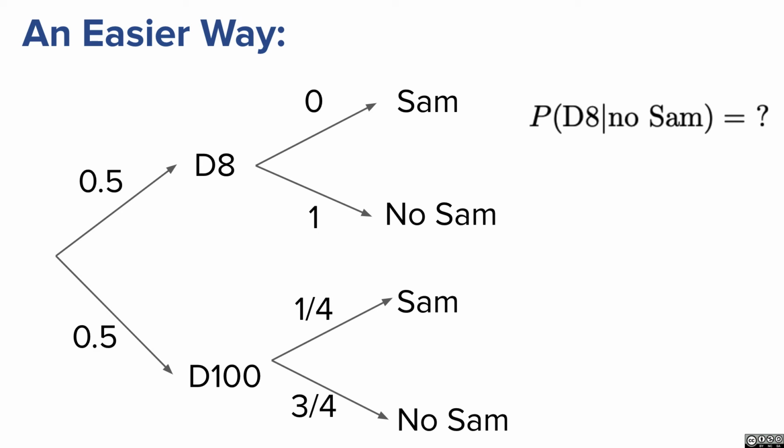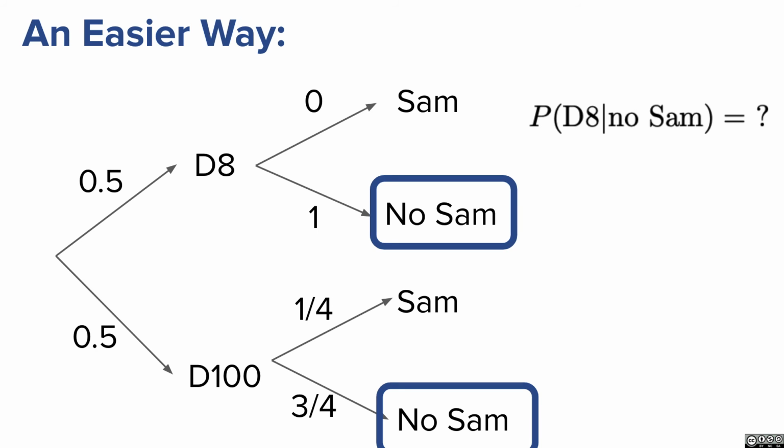So, the probability of picking Data 8 given no SAM is looking at the branches that have no SAM, which are these 2 branches. Which of those branches correspond to the possibility of picking Data 8?